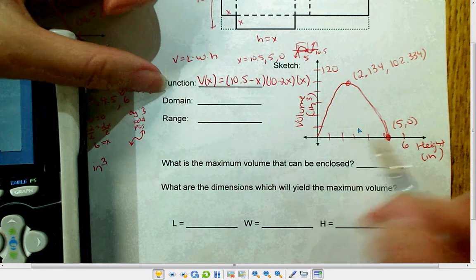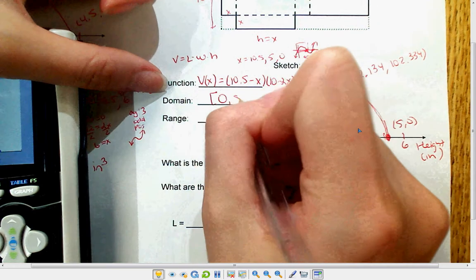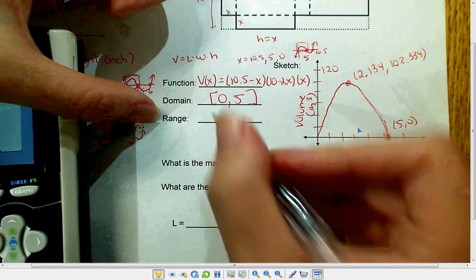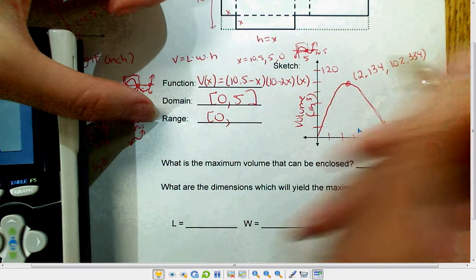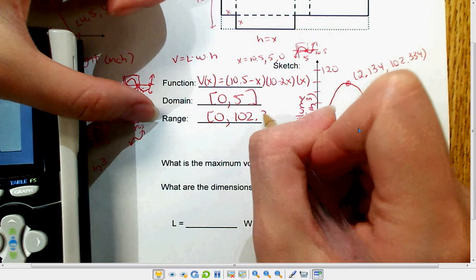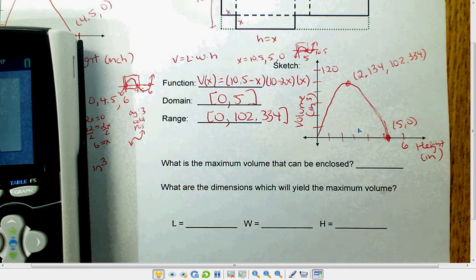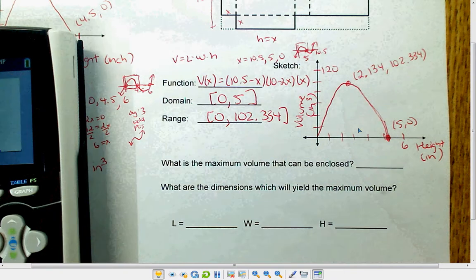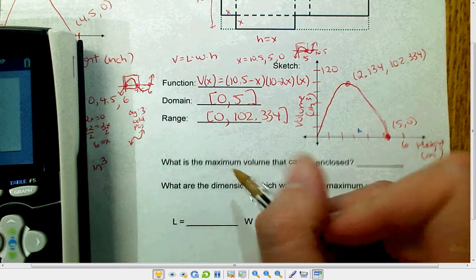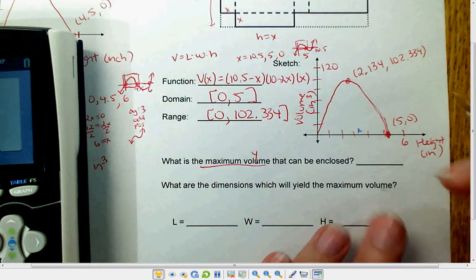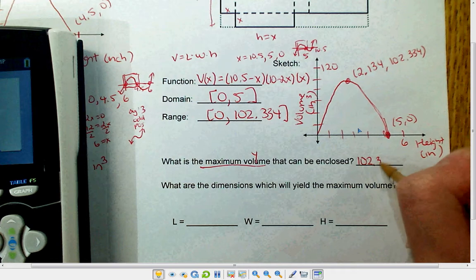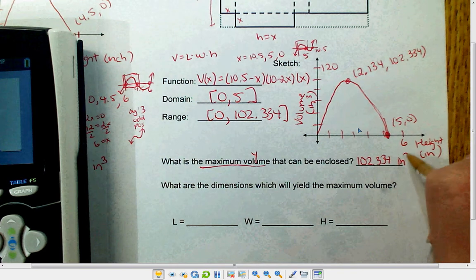So domain, our x's, we go from 0 to 5. Range is our y's, going from 0 to our maximum y value, which is 102.334. Both brackets, because these are all closed points. What is the maximum volume? This is the y value of our max, which is 102.334 inches cubed.